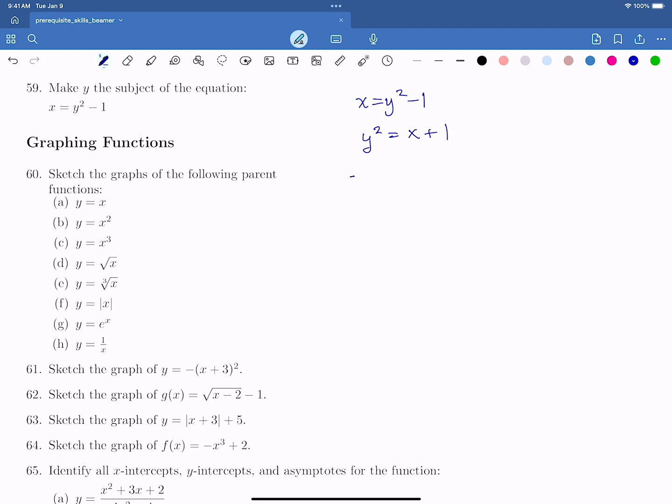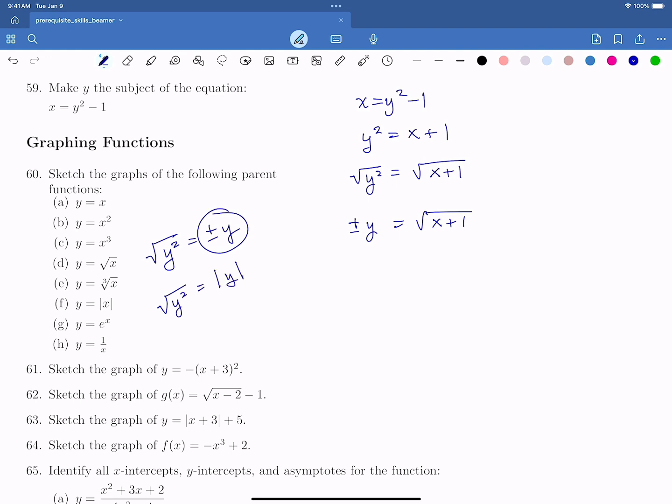Now when I take the square root of y squared, the square root of y squared is not just equal to y. The square root of y squared is equal to plus or minus y. And actually this is a little bit lazy notation. It's actually a piecewise equation. The square root of y squared is equal to the absolute value of y.